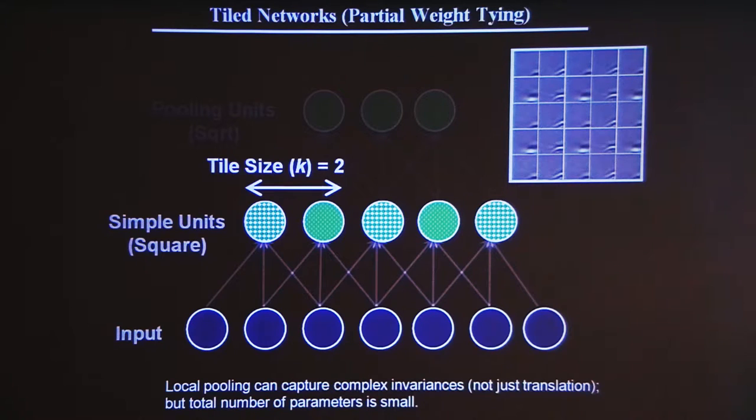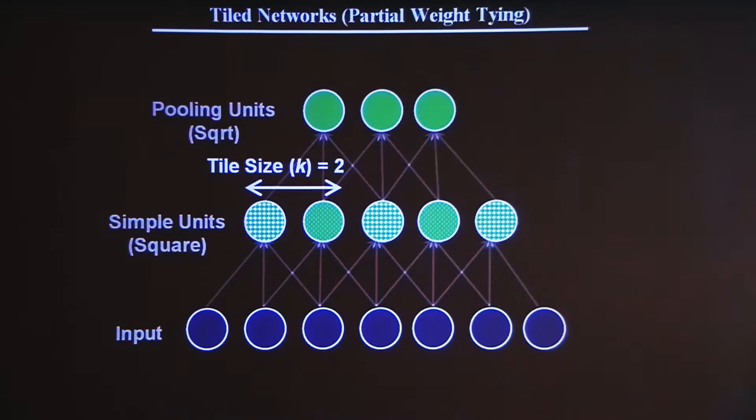And what this does is, if you now look at what a pooling unit is doing, right? If you look at this green node on top, this green node can now see a range of different features. And so this green node can maybe look at a vertical edge, look at an 80 degree edge, look at a 70 degree edge, and now pool over these different edges to learn other types of invariances as well than just translation invariances. Okay?